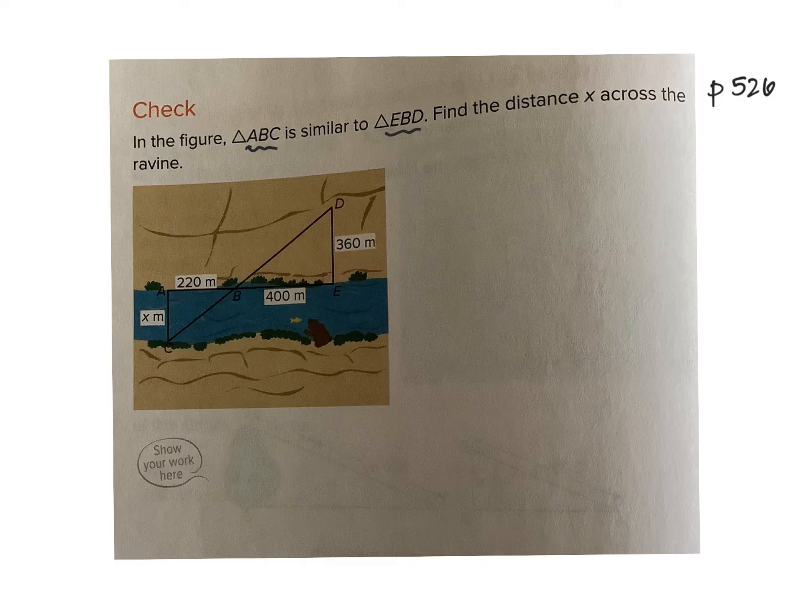So if I take side AB, I need to match it up with EB. So AB is right here, 220. I'm going to use a different color so you guys can see that better. So AB is right here. That matches up with EB, 400. So always kind of check that out so you match up the sides correctly. And then AC, if I go A to C, that needs to be ED, which is here. So AC is X, and then this one is 360.